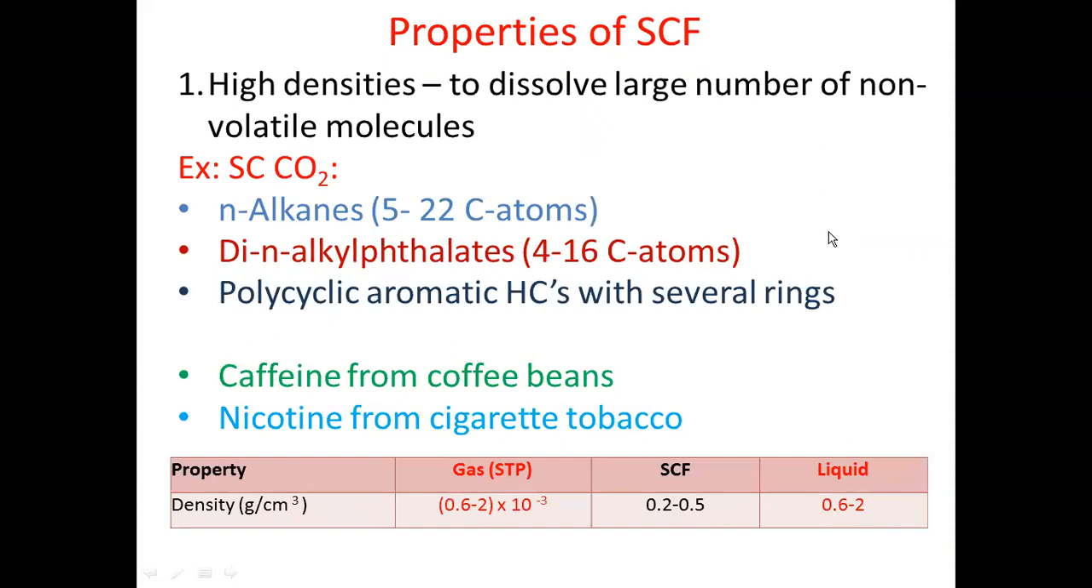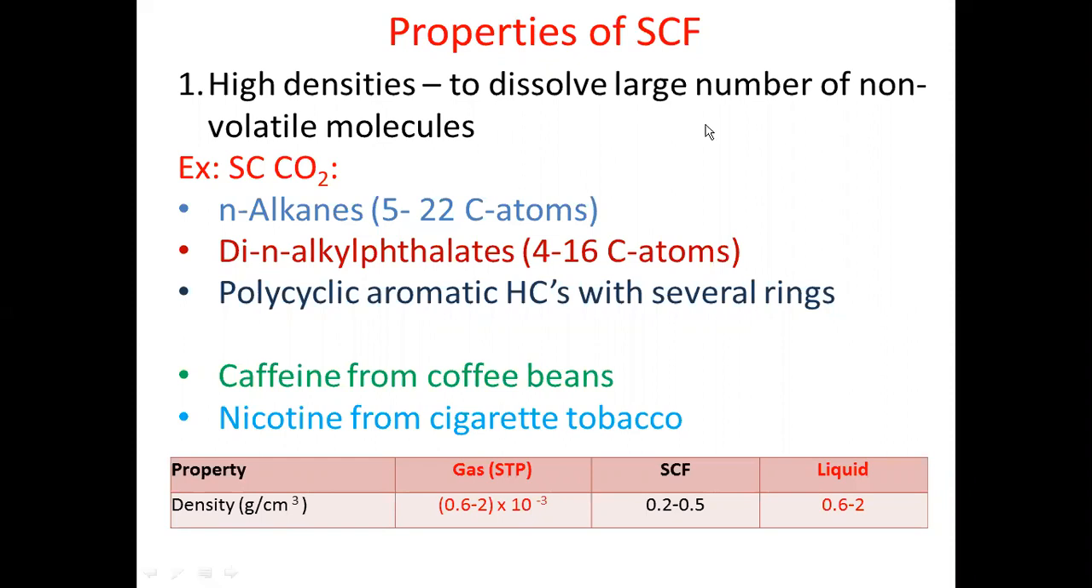Because of the high density of the supercritical fluids, these fluids are used to dissolve a large number of non-volatile molecules, because none of the other solvents will be satisfactory for the dissolution of non-volatile molecules. When you compare supercritical carbon dioxide, carbon dioxide is easily available. There is no difficulty in producing carbon dioxide, and even producing supercritical carbon dioxide is not at all a difficult job.